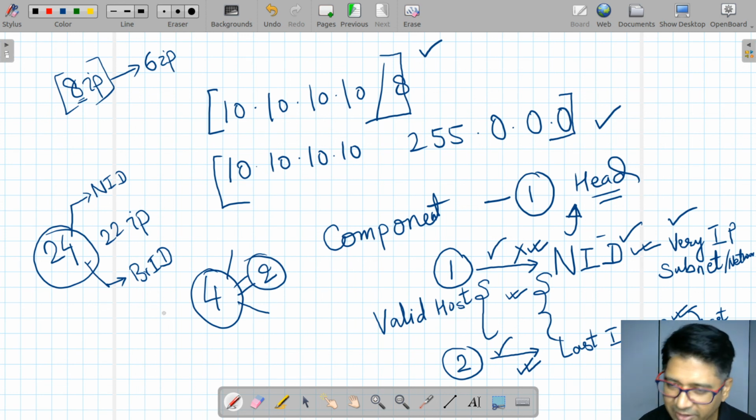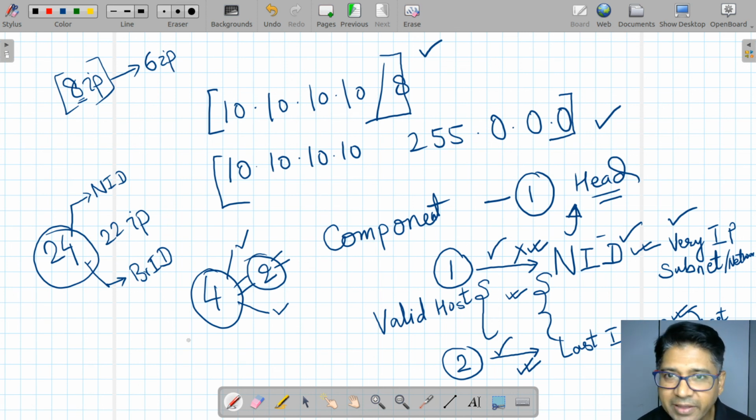So you understand we need a minimum of 4 IPs in a network, so that one IP belongs to the network, one IP belongs to the broadcast, and at least 2 IPs are valid for communication. Otherwise there is no meaning to the network. But we will see there are other things also later.